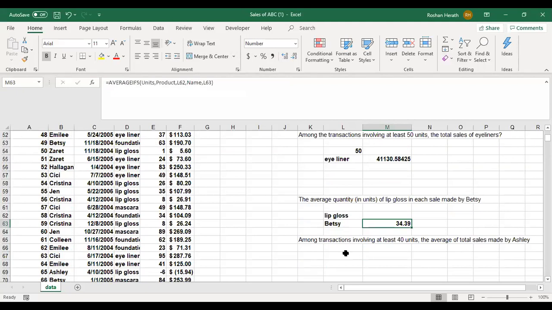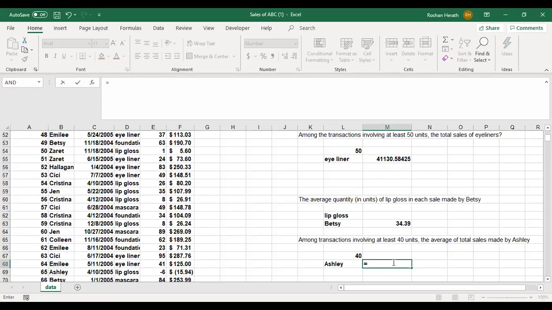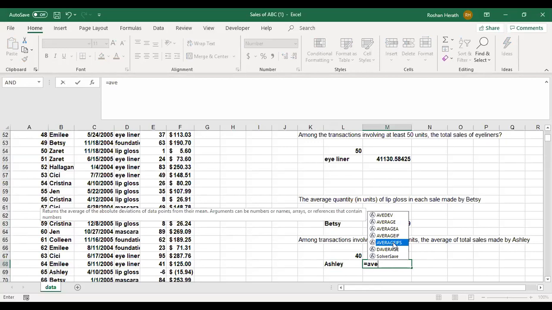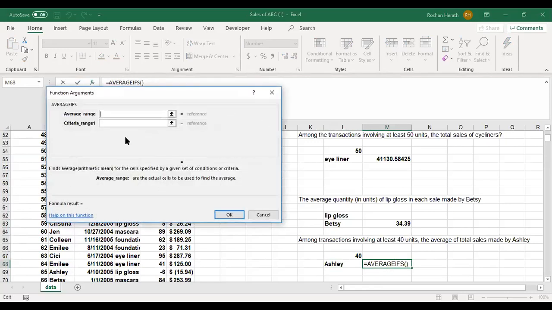Then it asks, among transactions involving at least 40 units, the average of total sales made by Ashley. So again, better to copy it from the data set, Ashley. Then again, it is going to be the average IFS. Average IFS will do the job. Average range is going to be, this time it's the sales. So therefore it is going to be the dollars, right?